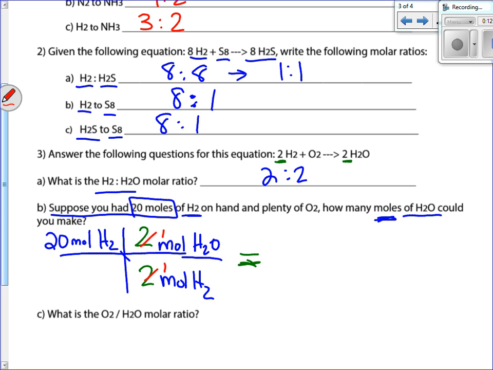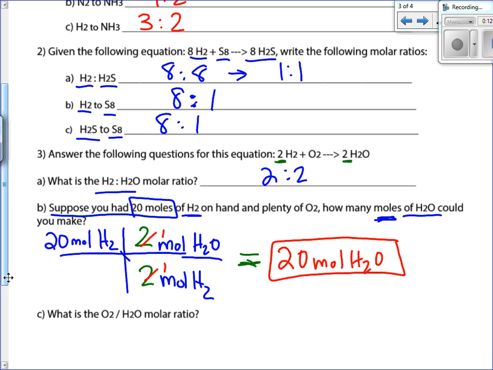Simplify it, 1 to 1, and we end up getting 20 moles of water as our final answer. Now, some of these T-charts are going to get to be 3-4 steps long, by the way. This one's simple. Mole ratio ones only take 1 step. Okay? So let's do the bottom here.